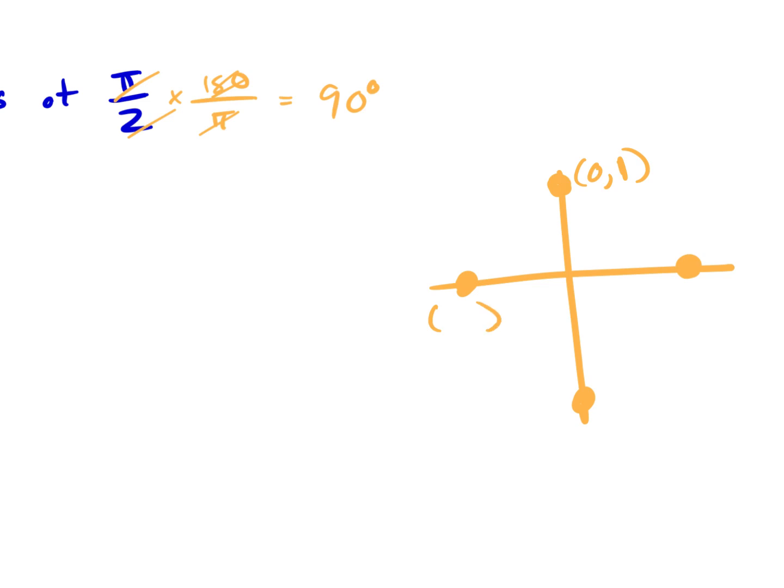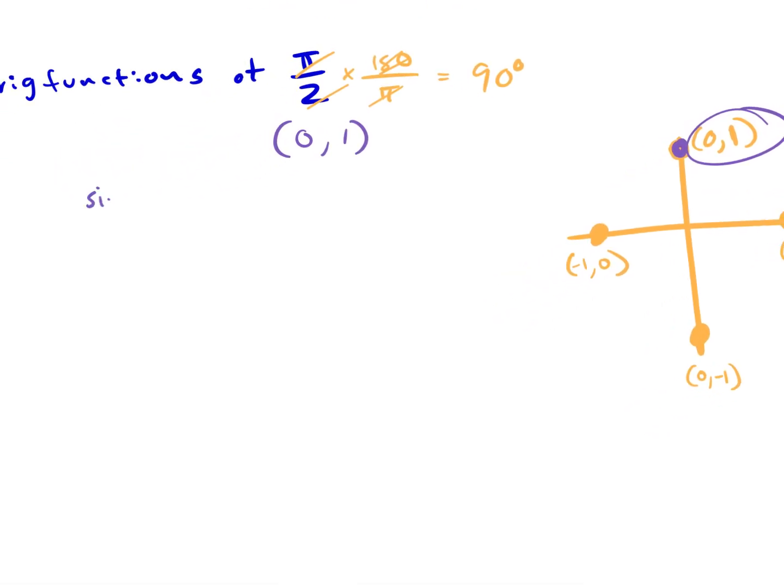What would be our point out here to the left? What's our x? We're going to the left, so -1. What's our y? 0. We stay at 0. What's our point down at the bottom here? 0, -1. And our point out to the right? +1, 0. Perfect. So 90 degrees would be where? Zero, 1. So the point that we're using here is 0, 1. So let's find our 6 trig functions.